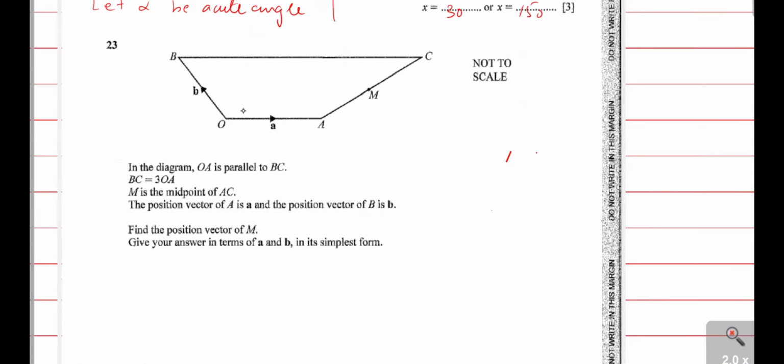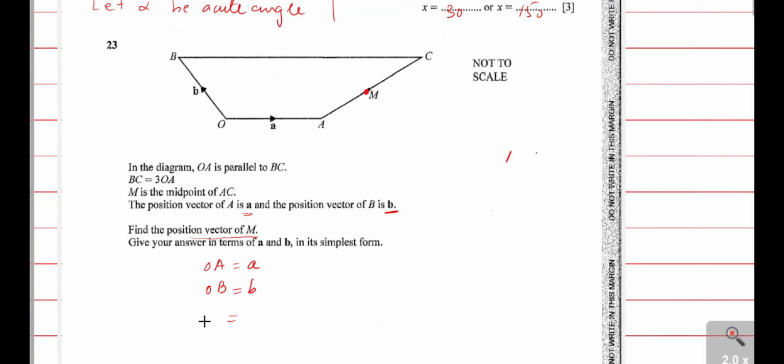Next, question number 23. In the diagram, OA is parallel to BC, BC equal to 3 times OA, and M is the midpoint of AC. The position vector of A is small a, and the position vector of B is small b. Find the position vector of M. Look here, OA is equal to a, and OB is equal to b, and we have to calculate the position vector of M. M is the midpoint of AC.